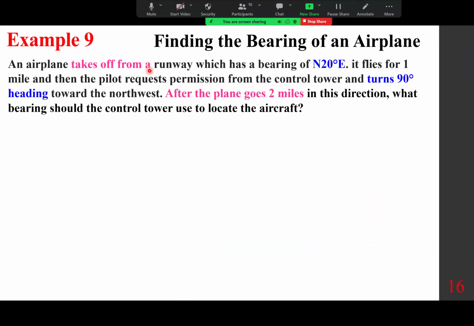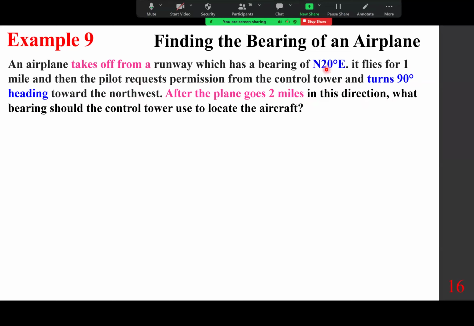An airplane takes off from a runway which has the bearing of north 20 degrees east. It flies for 1 mile and then the pilot requests permission from the control tower and turns 90 degrees heading towards the northwest. After the plane goes 2 miles in this direction, what bearing should the control tower use to locate the airplane?